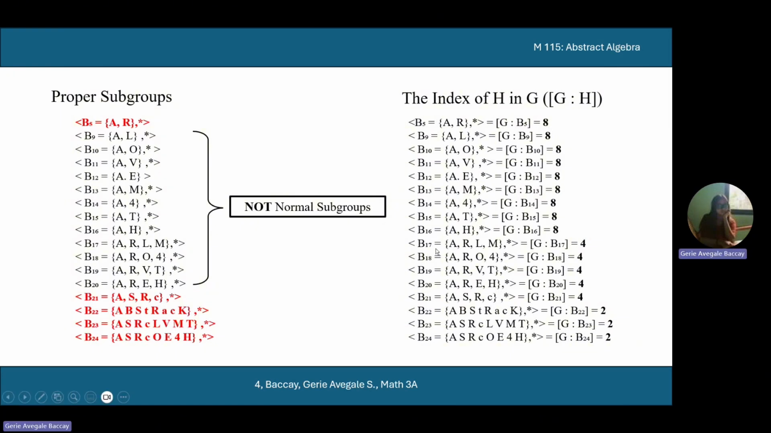And then B sub 17 to B sub 21, since they have 4 elements, then 16 divided by 4 is 4, meaning these subgroups have 4 cosets for left and right cosets. And then for B sub 22 to 24, since they have an order of 8, then 16 divided by 8 is 2, meaning these subgroups have 2 distinct cosets for left and right.